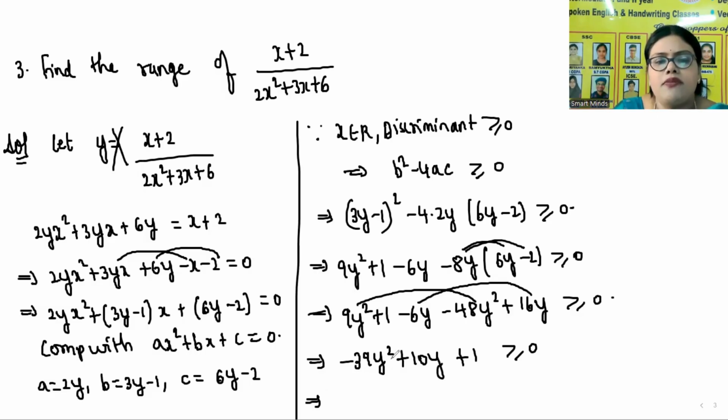Now again you can see y square term is negative. So we take minus common. 39y square minus 10y minus 1 is less than or equal to 0. Now we have to factorize this.